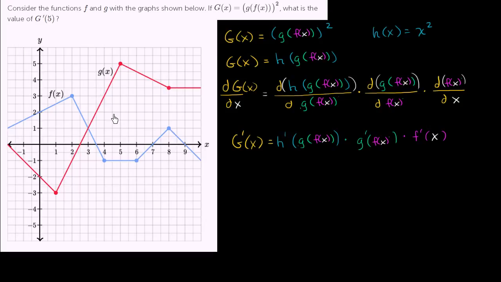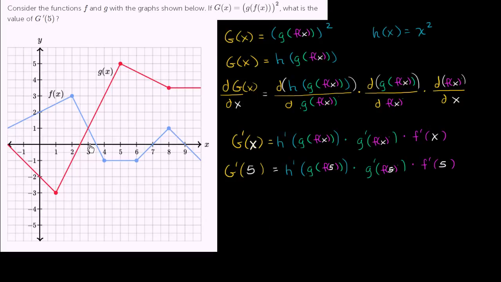And going from this to try to answer the question, what they're asking of us actually isn't too bad. We want to know what capital G prime of 5 is. So everywhere we see an x, let's change it to a 5. G prime of 5 is equal to this whole thing, and everywhere I see an x, I'm going to replace it with a 5. And so I have a 5, a 5, and a 5.